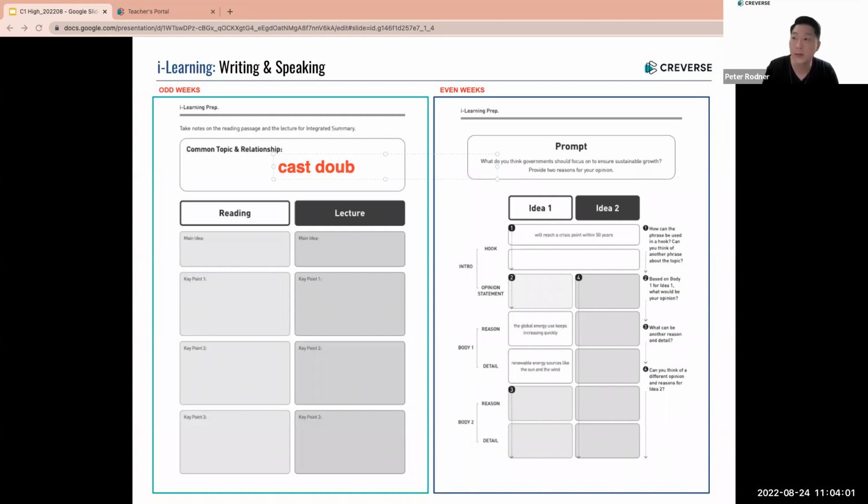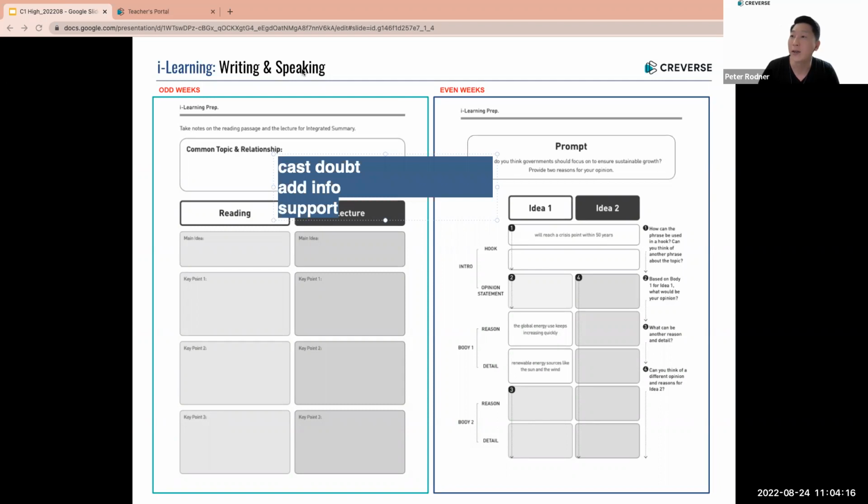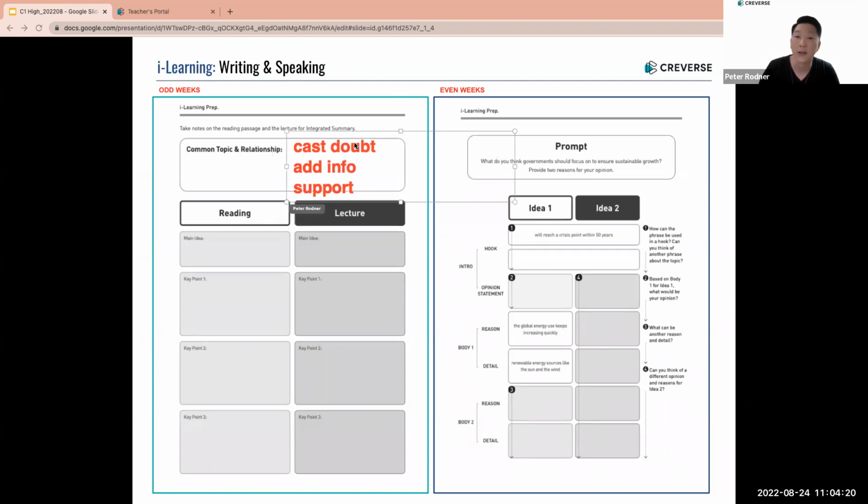They can cast doubt, add information. Oh, I'm blanking. Cast doubt, add information, or support, okay? So here, these are the only 3 ways that the listening and reading will relate, okay?